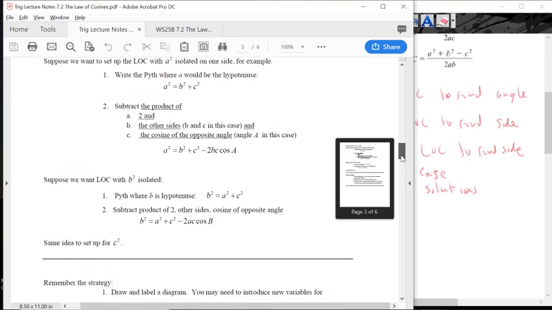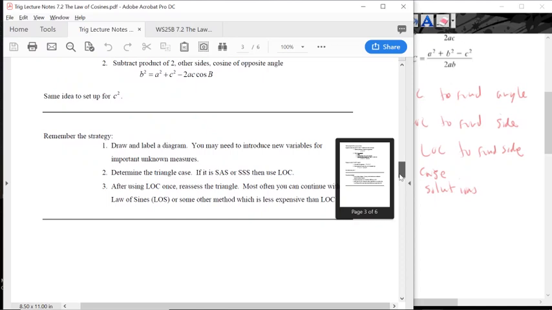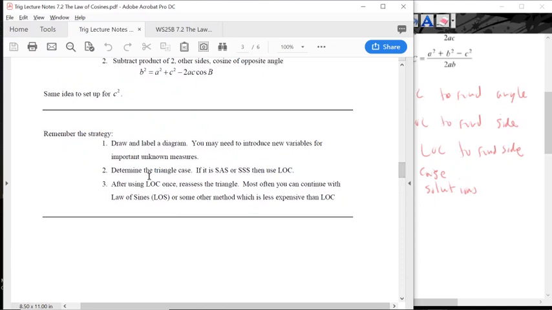And let's take a look at some examples. Oh, and remember the strategy. It's always: read the problem carefully, draw yourself a diagram, labeling the known information and using variables to represent the unknown measures that are important in the problem. Determine which case you have. In other words, take a close look at what information you know and what you're trying to find, and establish how you can find it. Can you find the missing information by just adding together the angles and saying that they add up to 180 degrees? Then just do that.